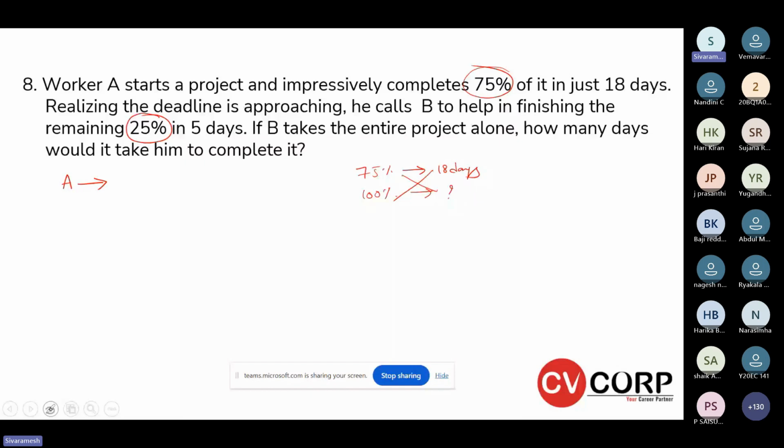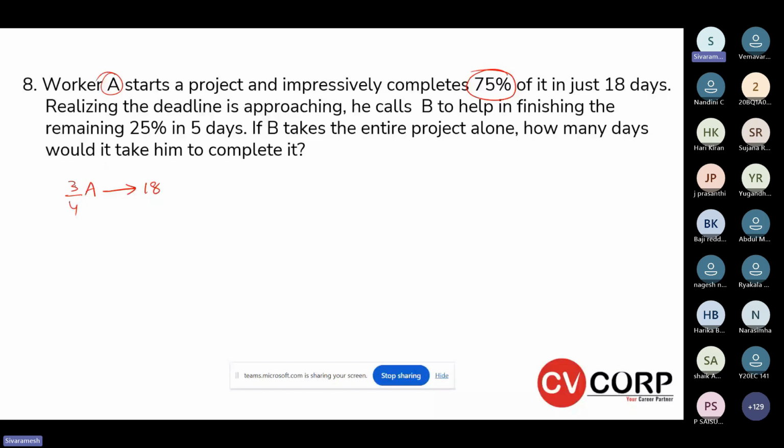So the simple way to understand the logic is: there's a person called A who can complete the work in how many days? 18 days. But is that the work completely he's doing? No, it's only 75%. If you understand, 75% is 3 by 4. Here itself you can say, 100% work he can do in how many days? So 3 by 4 times of A can do it in 18 days. Obviously 3 ones are 3, 16 times.